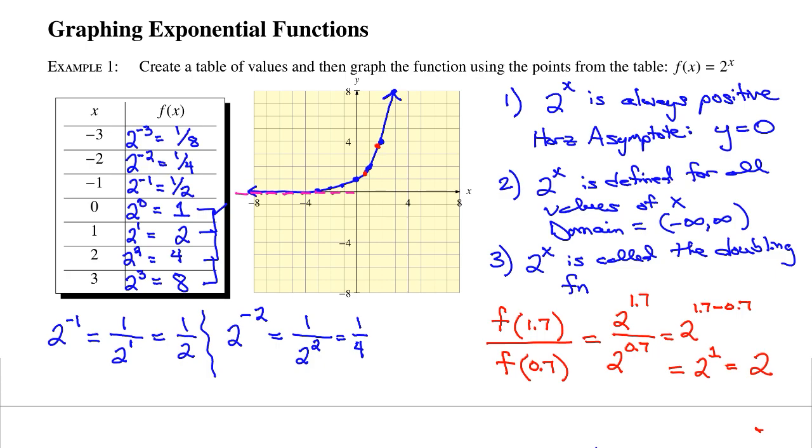Well, that tells me that the ratio of f of 1.7 over f of 0.7 is 2. In other words, the function value is doubled. So if we have this height here, then this height is twice of those. So this doubled right here.